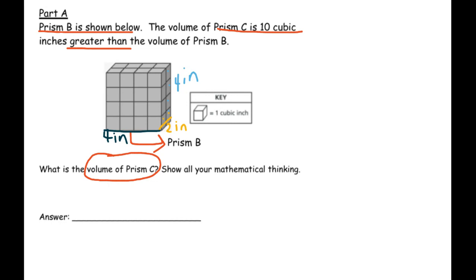So we see the length is 4 inches, the width is 2 inches, and the height is 4 inches. So let's go ahead and write down our formula. Volume equals length times width times height. And then we're going to plug in the dimensions for prism B into the formula. Now that we plugged in our dimensions into the formula, again, length is 4 times width is 2 times height, which is also 4. Now I'm going to go ahead and do the calculations for prism B and find the volume. So we know 4 times 2 equals 8.